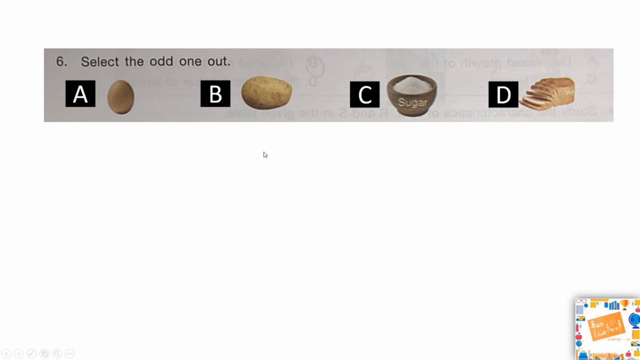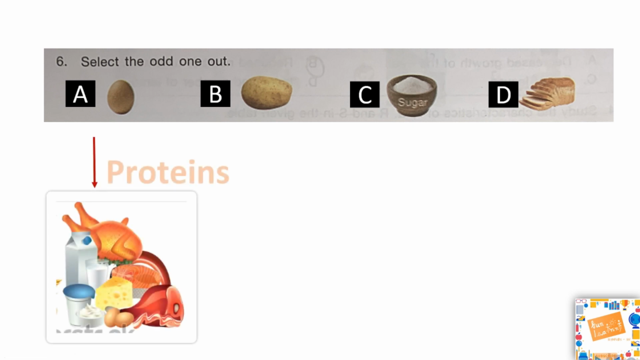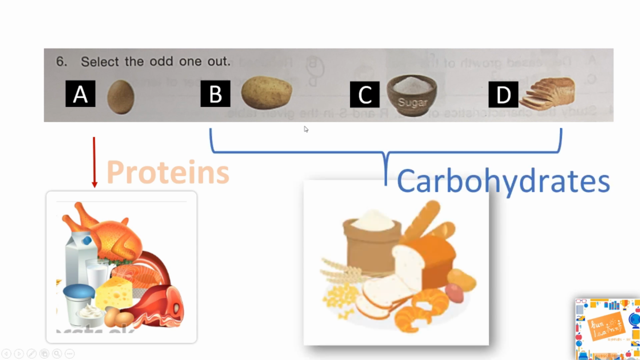Well, let me explain this. Now for A, the egg, it falls under the category of protein. And if you see, the rest of the others fall under the category of carbohydrates, which contain high starch, and hence our correct answer is option A, which is the odd one out.